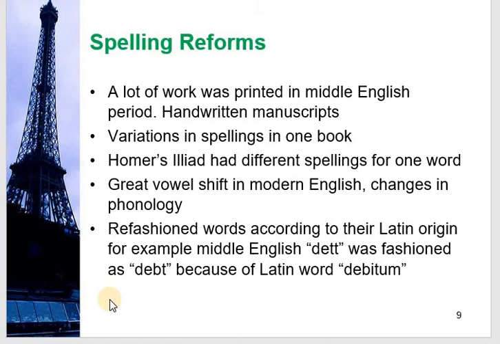Some words were refashioned according to their Latin origin. For example, the Middle English word det, D-E-T-T, was refashioned as debt, D-E-B-T, because the Latin word is D-E-B-I-T-U-M. So they restored its Latin origin. And sometimes superfluous spellings were removed, like grub, G-R-U-B-B, or put, P-U-T-T. The spelling reform committees removed one B from grub and one T from put, because the pronunciation remains the same whether you write one T or two, one B or two. Pronunciation doesn't change. So ease also motivated linguists to change spellings.